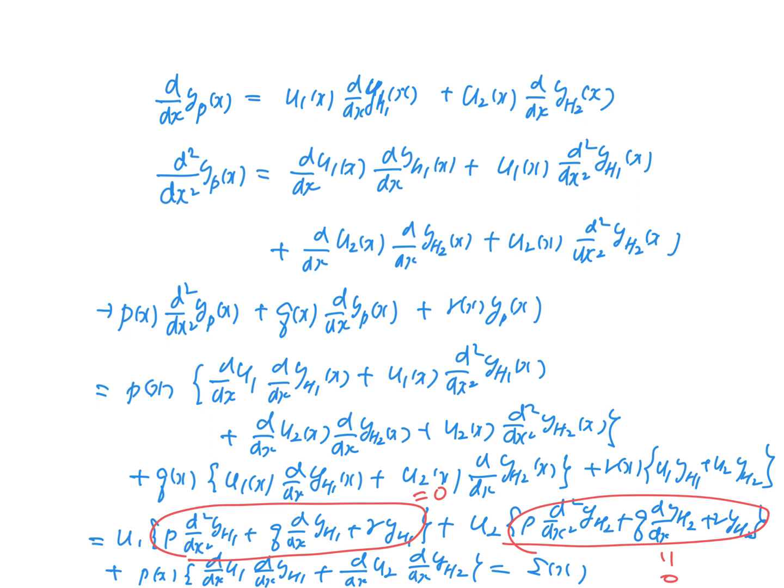So are you following me up to now? Then it becomes obvious why we made the educated guess for u1 and u2 in the first place.